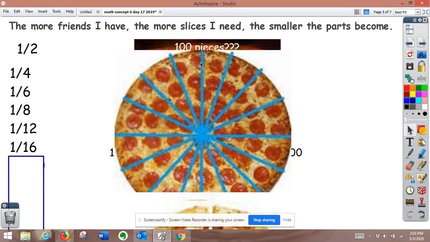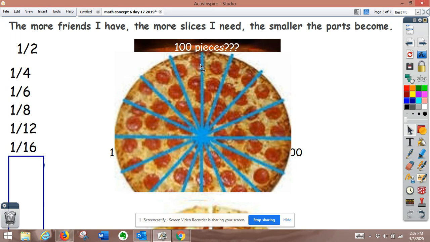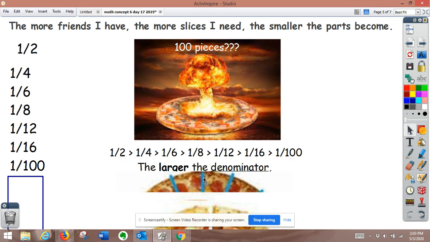Okay. Wait a second. I got the whole 3rd grade here, plus teachers, plus aides, plus moms, plus the front office. I have sliced this pizza into 100 pieces. 100 sounds like a big number. It sounds like, hey, that would be huge. Remember, you're dividing your pizza into 100 slices, and I'm only going to get 1/100th of that pizza.